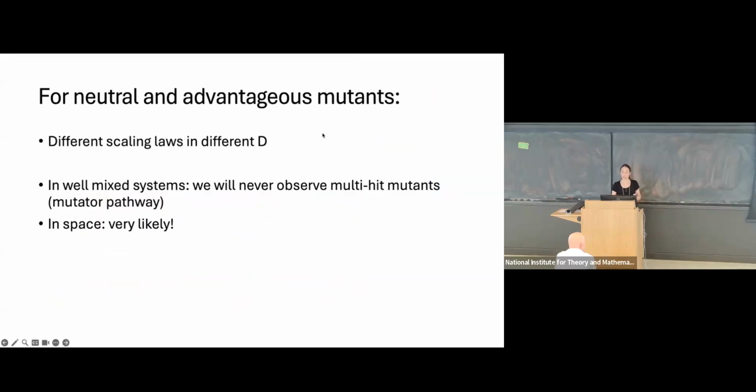So for neutral and advantageous mutants, my conclusion is that we have different scaling laws in different dimensionalities. In well-mixed systems, we never see multi-hit mutants. And in space, they become very likely.